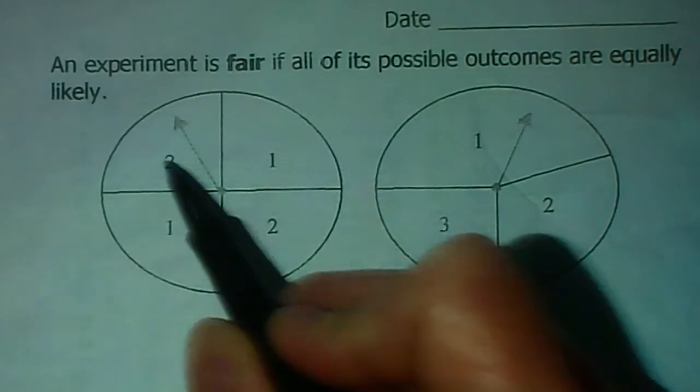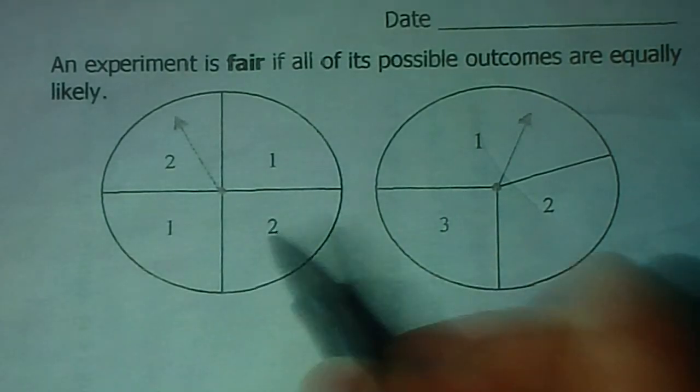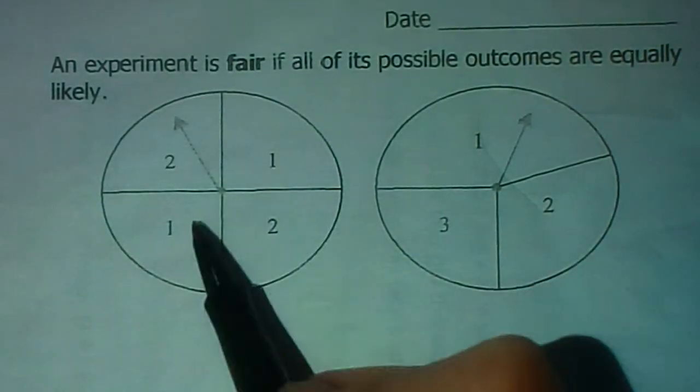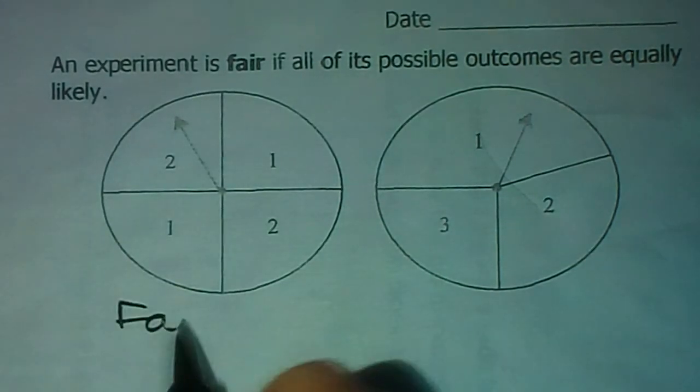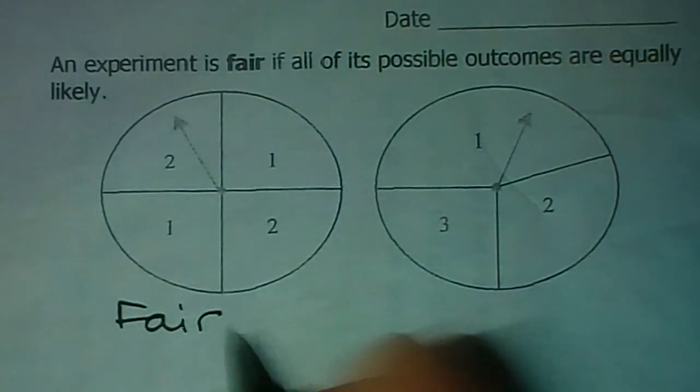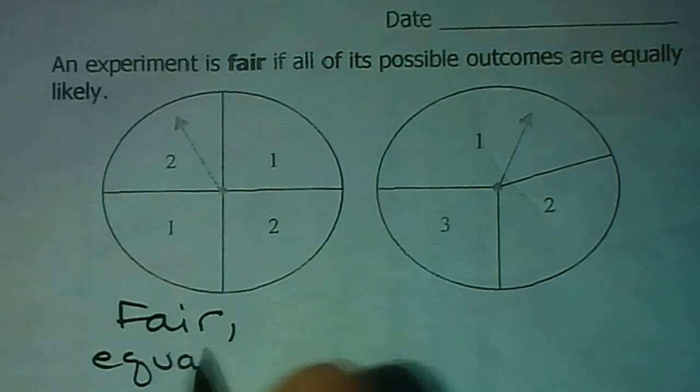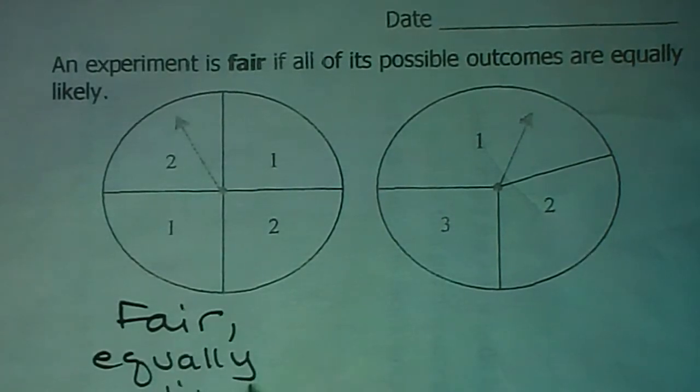There are 2 1s, there are 2 2s, so you have an equal chance of landing on a 1 or on a 2. So I would say fair, because the event is equally likely.